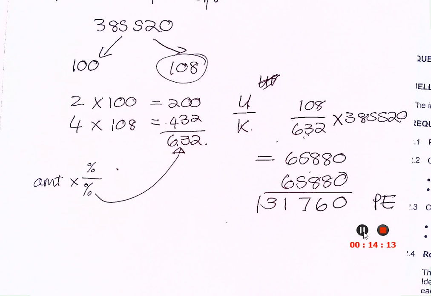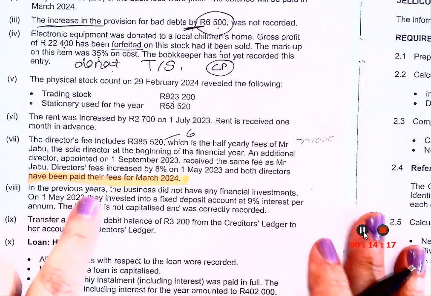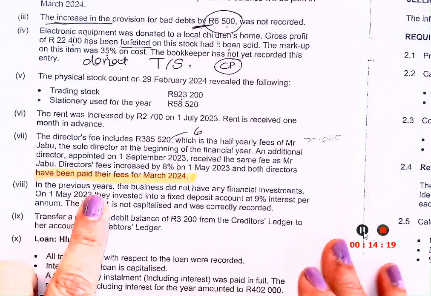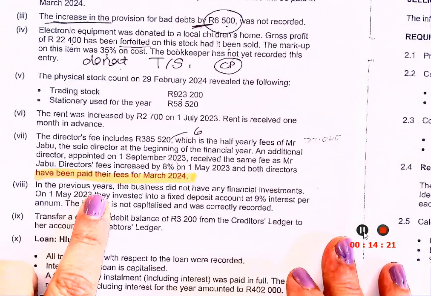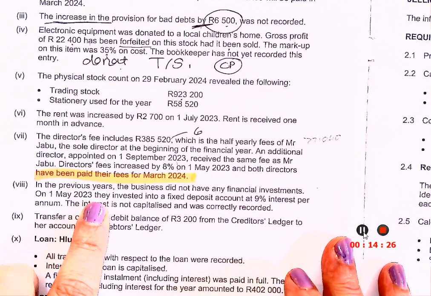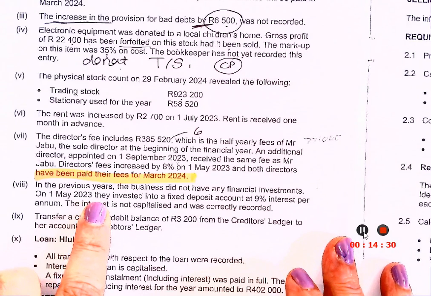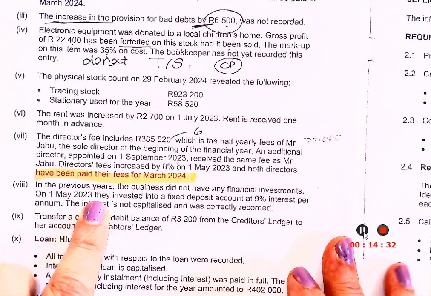Okay. Next. What is next? In the previous years, the business did not have any financial investments on the 1st of May. They invested into a fixed deposit of 9%.